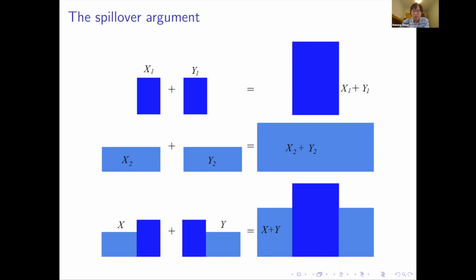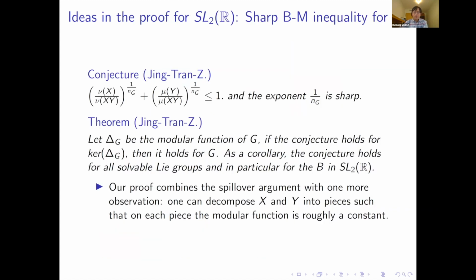And it's also helpful when we were trying to prove our non-unimodular version of the Brunn-Minkowski on B. So back to our conjecture, we have this conjecture, and we have this theorem. The theorem says if you prove this conjecture for the kernel of the modular function, then it holds for the whole group. This proof takes a few pages, but I think the most important idea is to use the spillover argument. And one more observation is that you can chop X and Y into pieces such that on each piece the modular function is roughly a constant. It would be too difficult to state the whole proof, but this is one crucial ingredient at some point in our proof.